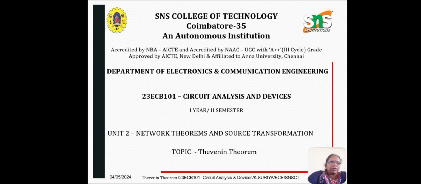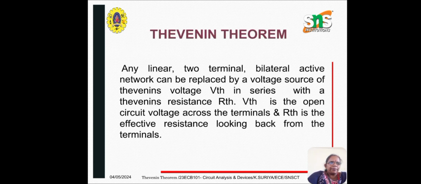So in this video lecture, let us see about Thevenin's theorem. Thevenin's theorem is as follows. Any linear two-terminal bilateral active network can be replaced by a voltage source, which is represented by Thevenin's voltage, in series with a resistance known as the Thevenin's resistance. So Vth is nothing but the open circuit voltage across the terminals, and Rth is the equivalent resistance looking back from the terminals.